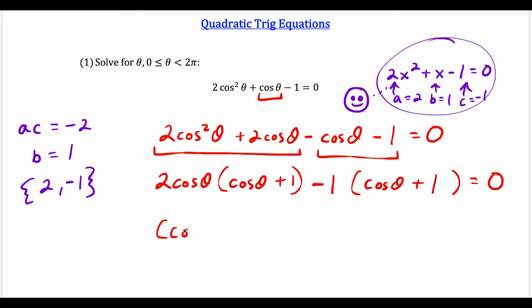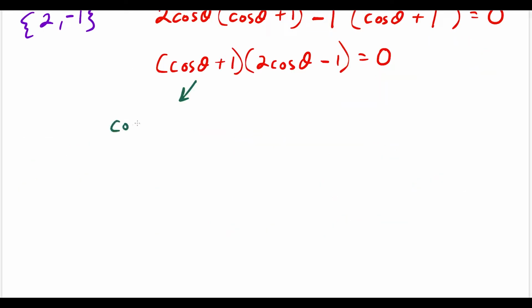And now from here, we could just factor this a bit more. We could express this as cosine theta plus 1 times, and then in the other parenthesis, we're going to have 2 cosine theta and then the minus 1. And now this is all equal to 0. So the first factor here we'll set equal to 0. We're going to have cosine theta plus 1 equals 0, and this gives us cosine theta equals negative 1.